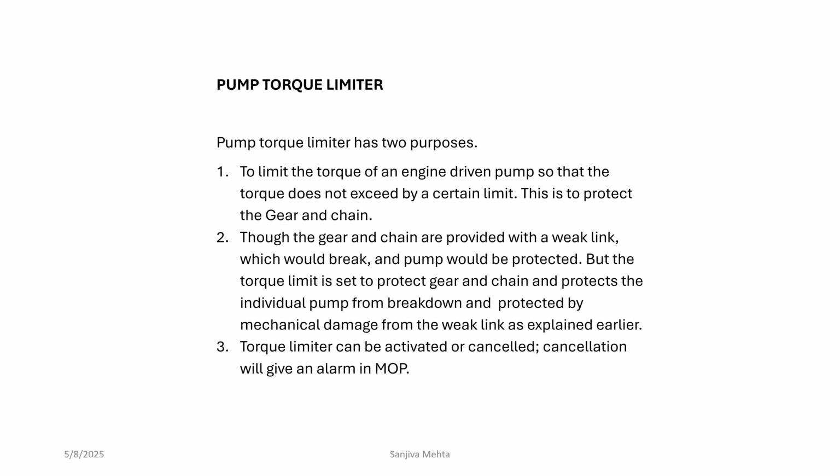For some reason, if the weak link doesn't work or something, the torque limiter can be activated or cancelled. But remember, if you cancel it, it will give an alarm in the MOP: the torque limiter has been cancelled. This is the torque limiter we're talking about, not for the RPM. This is for the hydraulic pump. All right, so enough safeguards are there in the system.